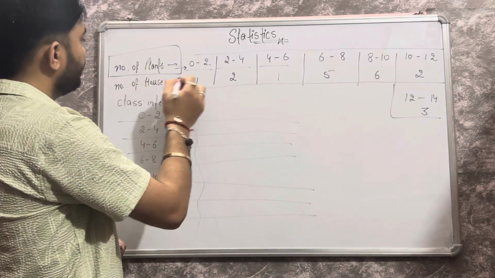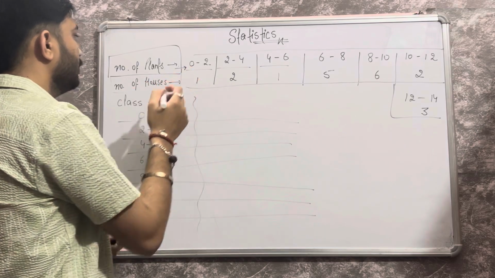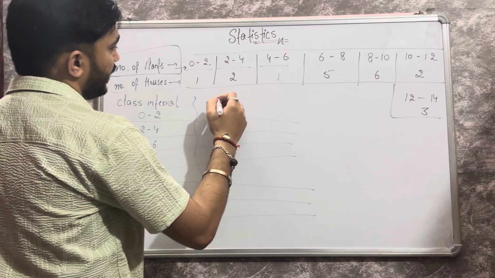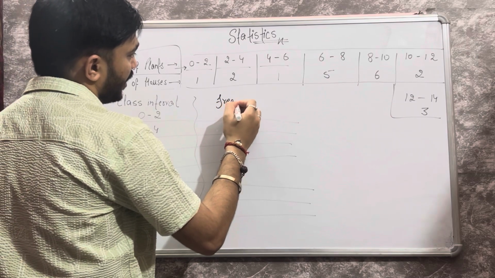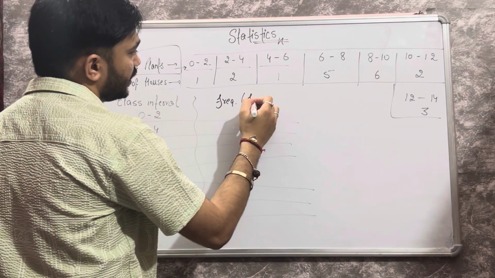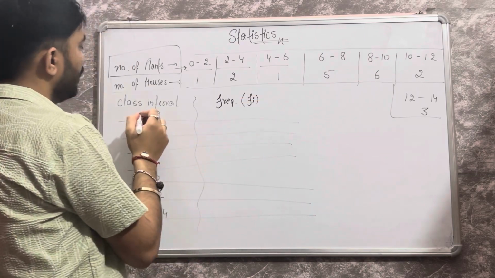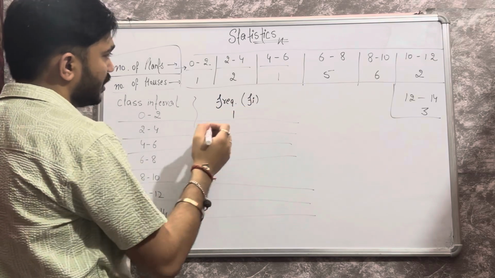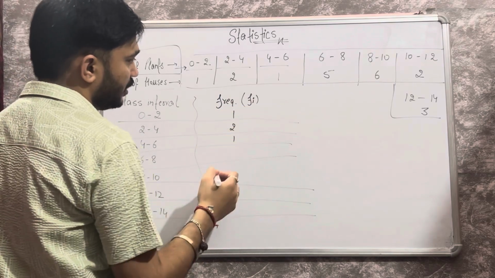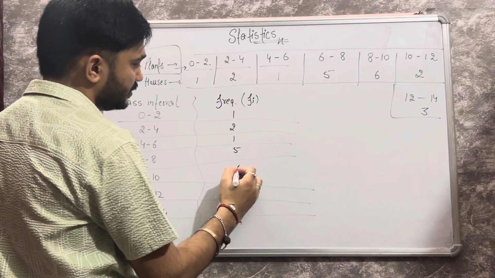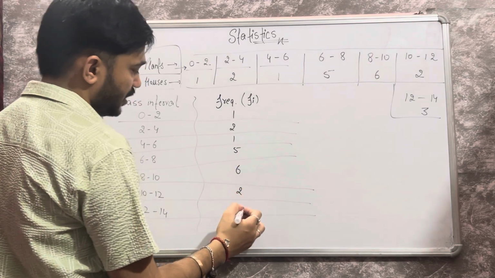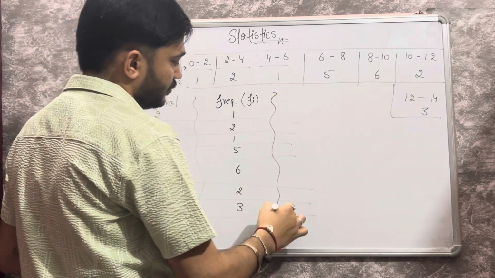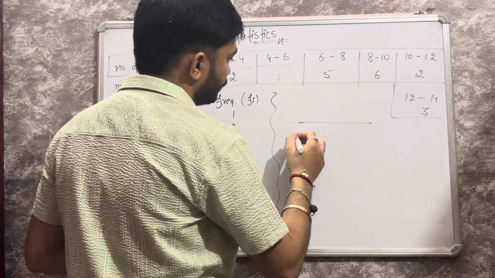Now the second values that we have are the number of houses. These are written as frequency and in simple form they are represented as Fi. Here the frequency for 0 to 2 is 1, then 2, then 1, then 5, then 6, then 2 and then 3. Any doubt?